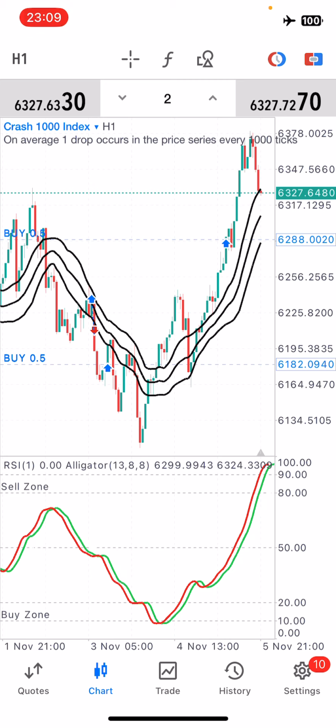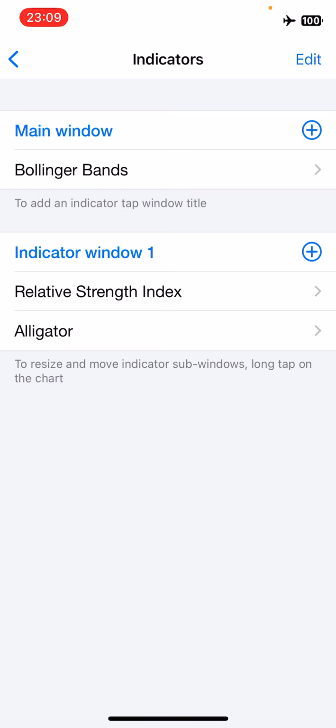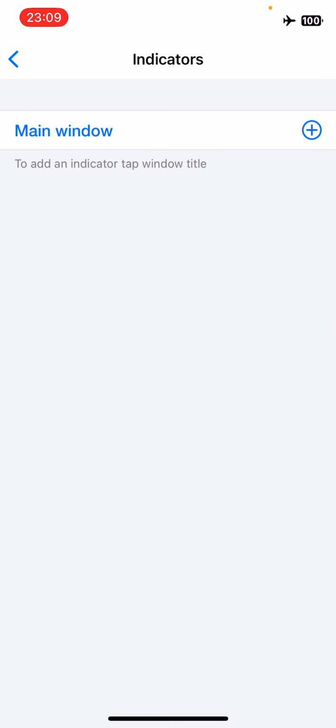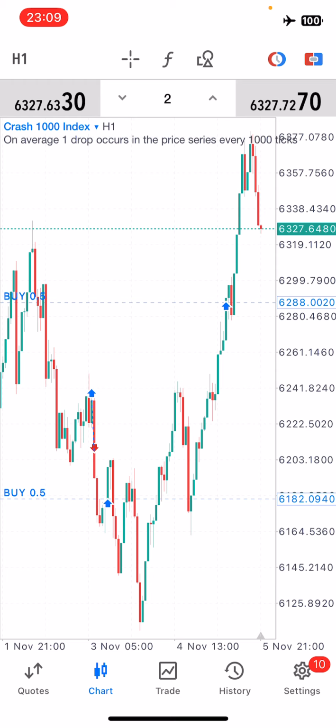Okay, so without wasting much time, what I'm going to do right now is remove all the indicators that are on my screen so that we can have the usual step-by-step process of installing this strategy. So I'm going to go straight to my indicator section, delete all these indicators that I had on my screen, and as you can see, I'm left with a blank chart. We're currently looking at Crash 1000.